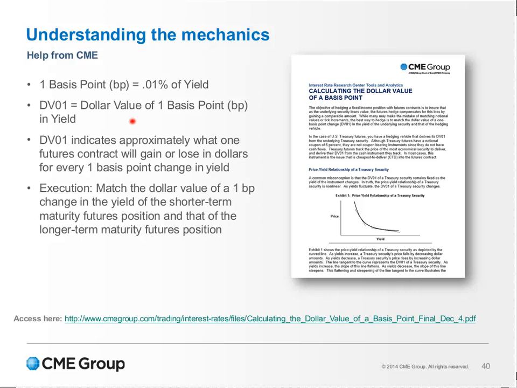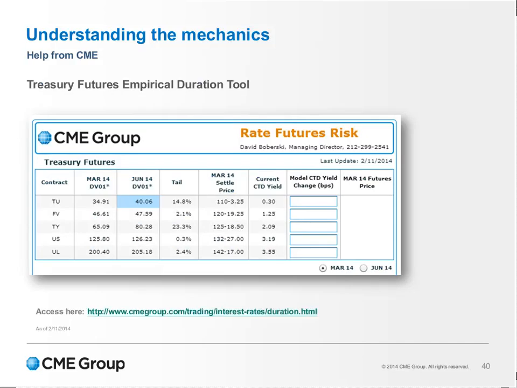So the dollar value of 1 basis point indicates approximately what one futures contract will gain or lose in dollars for every 1 basis point change in yield. So we want to match up the dollar value of a 1 basis point change in yield of the shorter-term maturity against the longer-term maturity position. Now there is a formula, there's math to do that, but honestly, here's the great part. At CMEGroup.com, you go to the interest rates duration tool, and it will compute for you in real time the dollar value of 1 basis point.